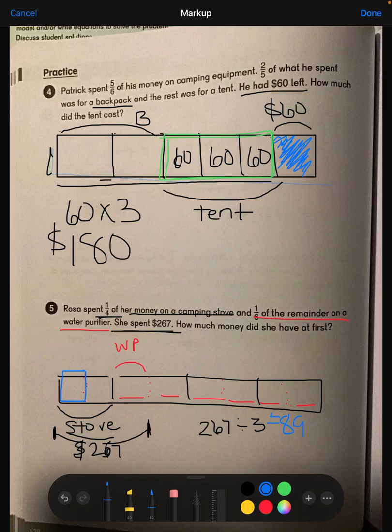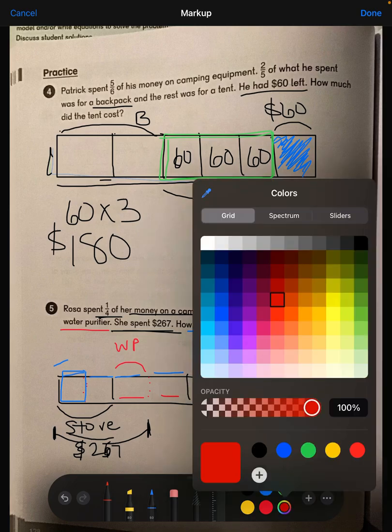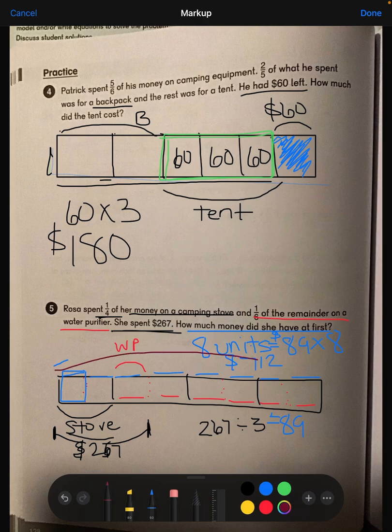Now, mind you, we need to figure out, according to the problem, how much she had at first, which means we need to figure out how much she had out of 1, 2, 3, 4, 5, 6, 7, 8 separate pieces, 8 separate units. 8 units is going to be the amount that we just identified, 89, multiplied by 8, which is $712. So our whole piece is $712.